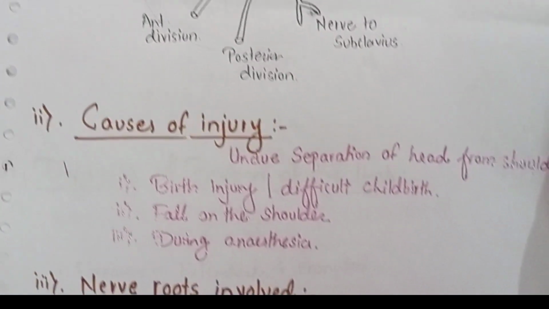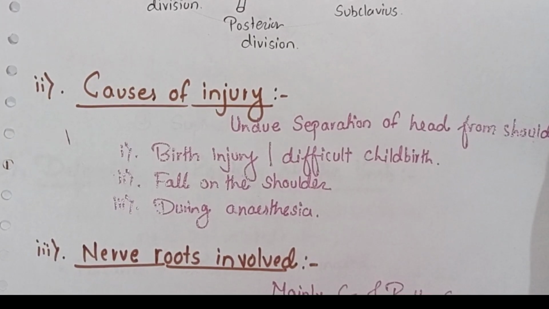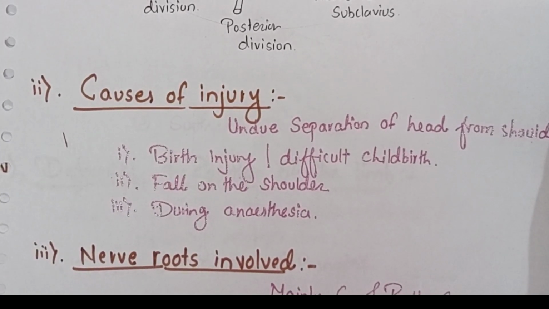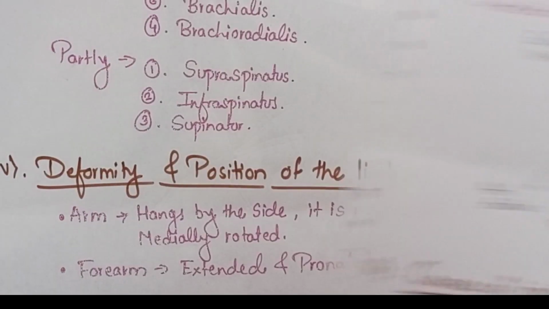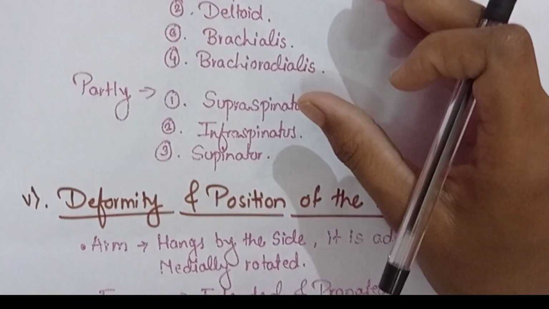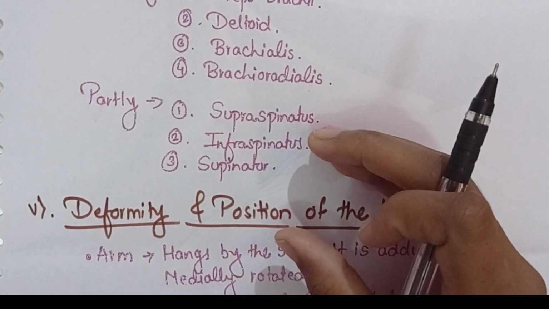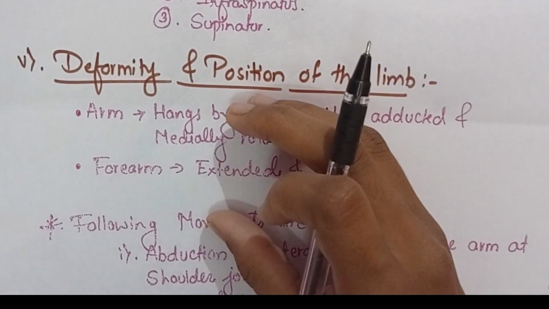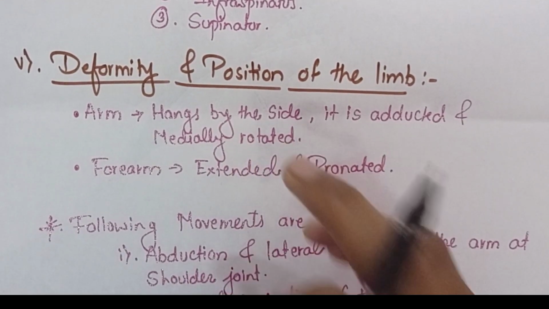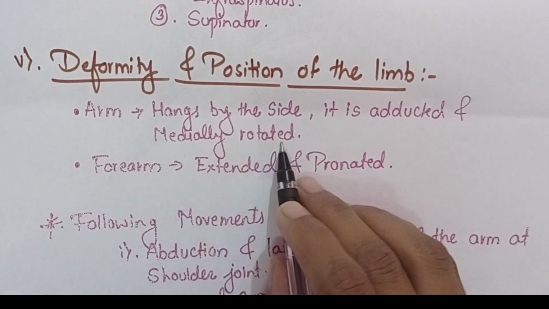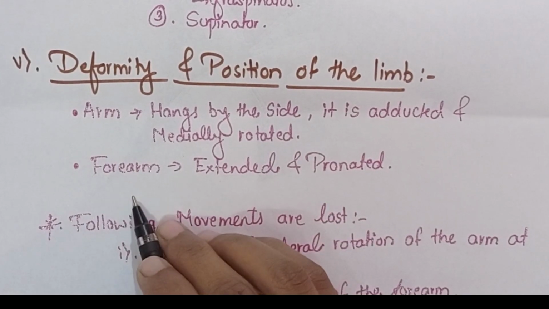Causes that we can know may be the birth injury, fall on the shoulder, or during anesthesia. Mainly the roots involved may be C5 and partly C6. The muscle paralysis, that may be mainly and partly. Now, deformities, how the patient presents: adducted and medially rotated, whereas the forearm may be extended and pronated.